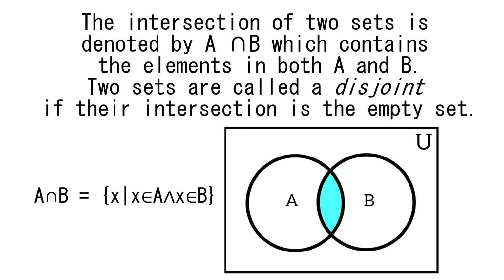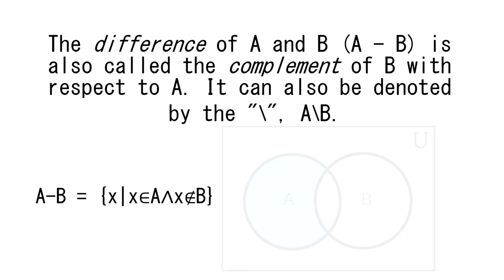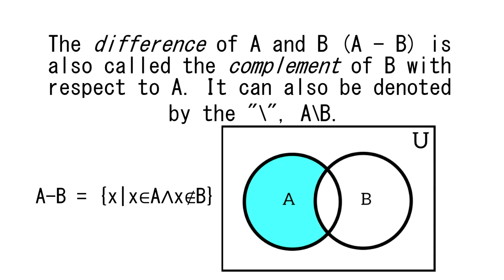Two sets are called disjoint if their intersection is the empty set. The difference of A and B is also called the complement of B with respect to A. It can also be denoted by the backward slash, so A backslash B. The area that's shaded is the region.